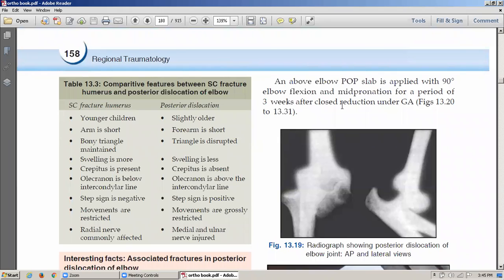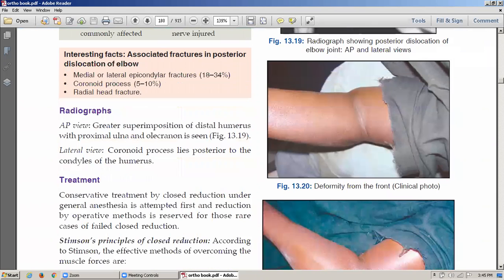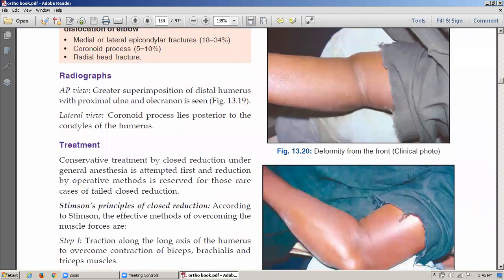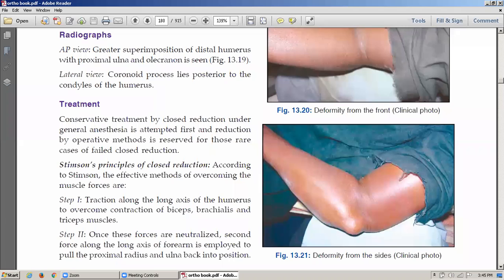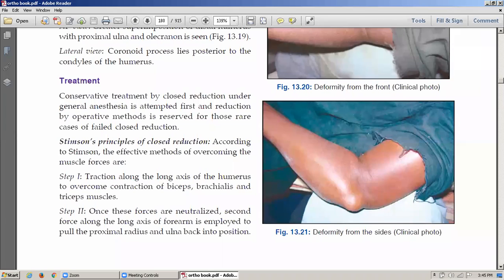Then an above elbow POP slab is applied with 90 degrees of elbow flexion and mid pronation for a period of 3 weeks after the closed reduction under GA. Here you can see the closed reduction under GA, which corrects the deformity from the front and from the side. Clinical.